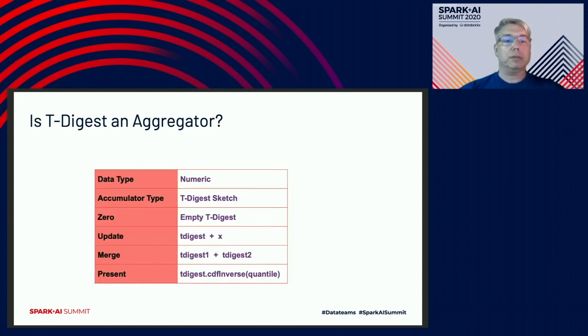So one question we can ask: does t-digest behave like an aggregator? Without going into all the details, we can define an accumulator type for the t-digest. We can define an empty state that acts like a 0, and we can define methods for updating one of these objects with a single data element or merging two of them. And if we want to, we can also define a final presentation function, for instance, extracting a single quantile from the structure. So the answer is yes, a t-digest absolutely can behave just like an aggregator.